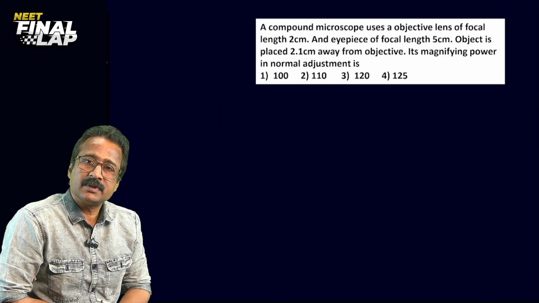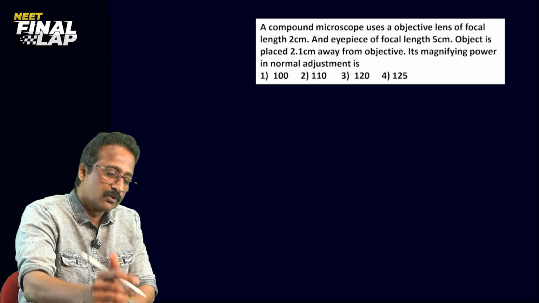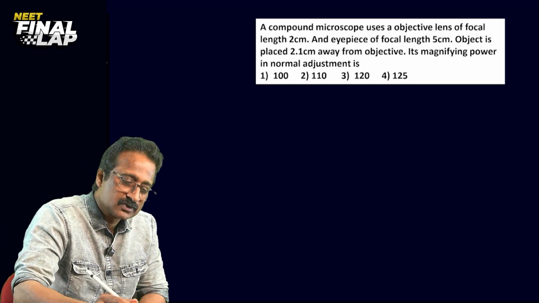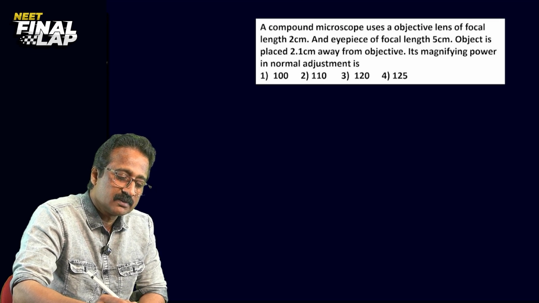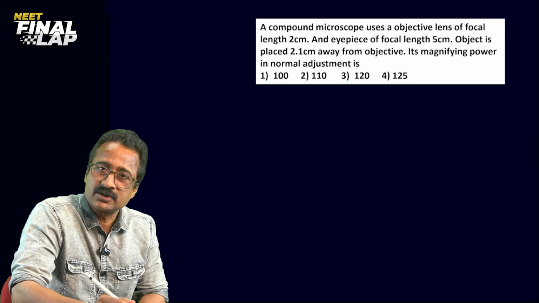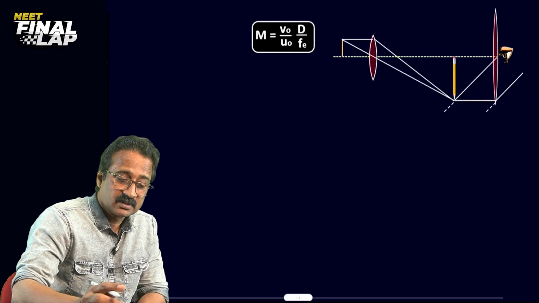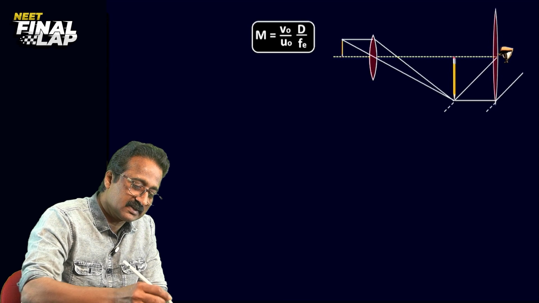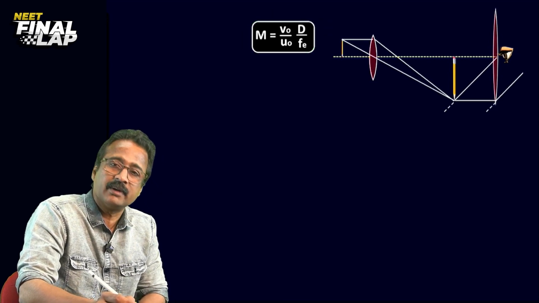Here is a question based on compound microscope. A compound microscope uses objective lens of focal length 2 cm. Eyepiece of focal length 5 cm is also used. Object is placed 2.1 cm away from objective. Its magnifying power in normal adjustment is. Okay, normal adjustment. Magnifying power is given by this expression. Hope you have not forgotten. It is Vo by Uo into D by Fe.